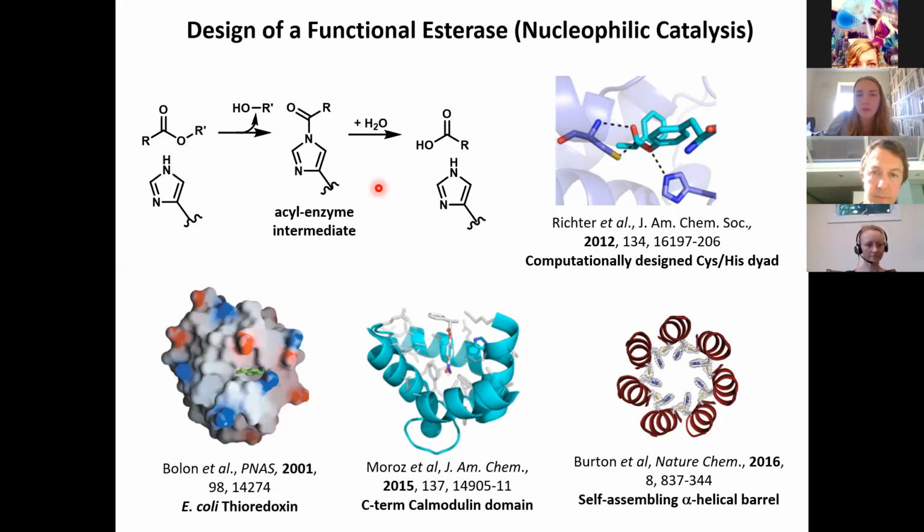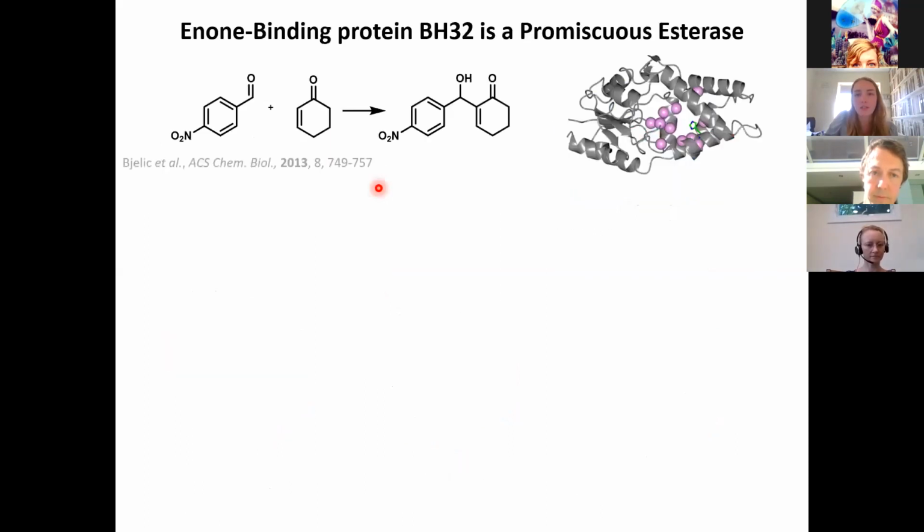So in order to design my esterase, I needed to choose a protein scaffold. So I chose this BH32 scaffold, which was a computationally designed scaffold from David Baker's lab in Washington. And it was originally designed to perform this Morita-Baylis-Hillman carbon-carbon bond forming reaction using a histidine nucleophile.